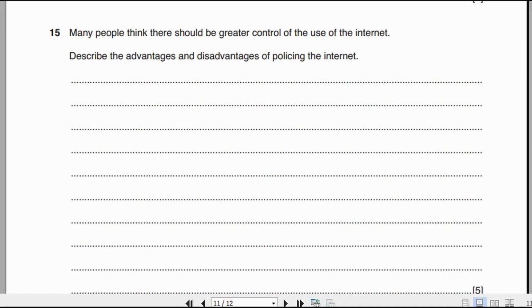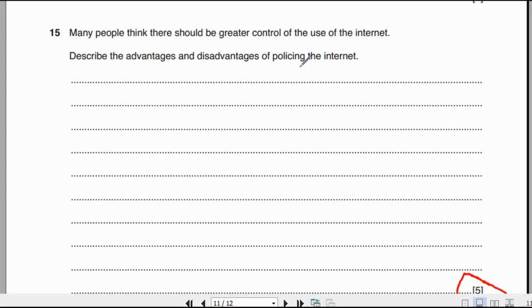Let's do it. Many people think that there should be a greater control of the use of the internet. The question is, describe the advantages and disadvantages of policing the internet. This question is of 5 marks. So to get the full 5 marks, you have to write at least 4 advantages and 4 disadvantages. Remember that. Normally in class, the teachers give you extra marks, like even if you write 4 advantages, they will give you 4 marks or at least 3 marks. This is incorrect. So 4 advantages and 4 disadvantages, then you will get 5 marks.